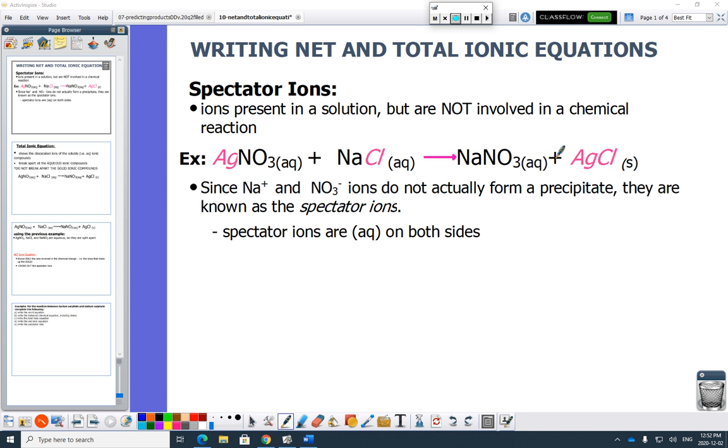So we call those spectator ions. Just like a spectator is just there to watch the event, they don't participate. So they are not involved in the reaction, so they stay aqueous on both sides. So if something isn't changing, then that's not a chemical reaction, right? They're in there, but they are not actually participating in the reaction.